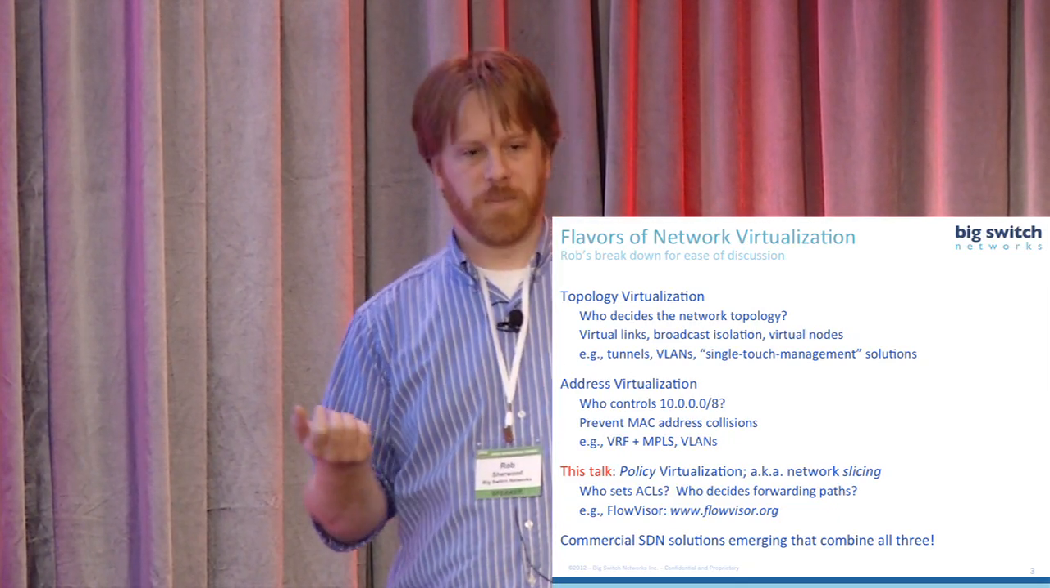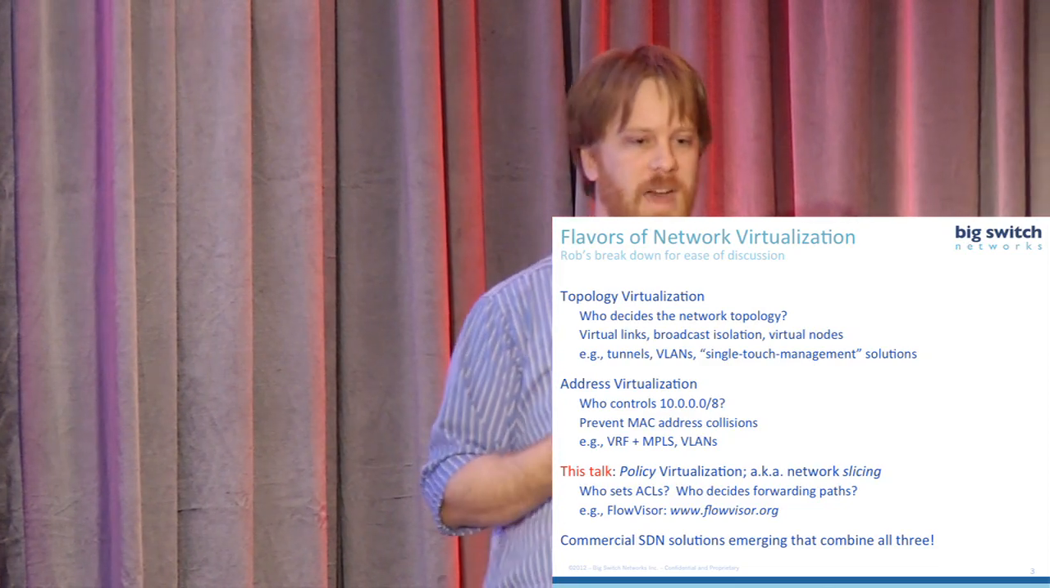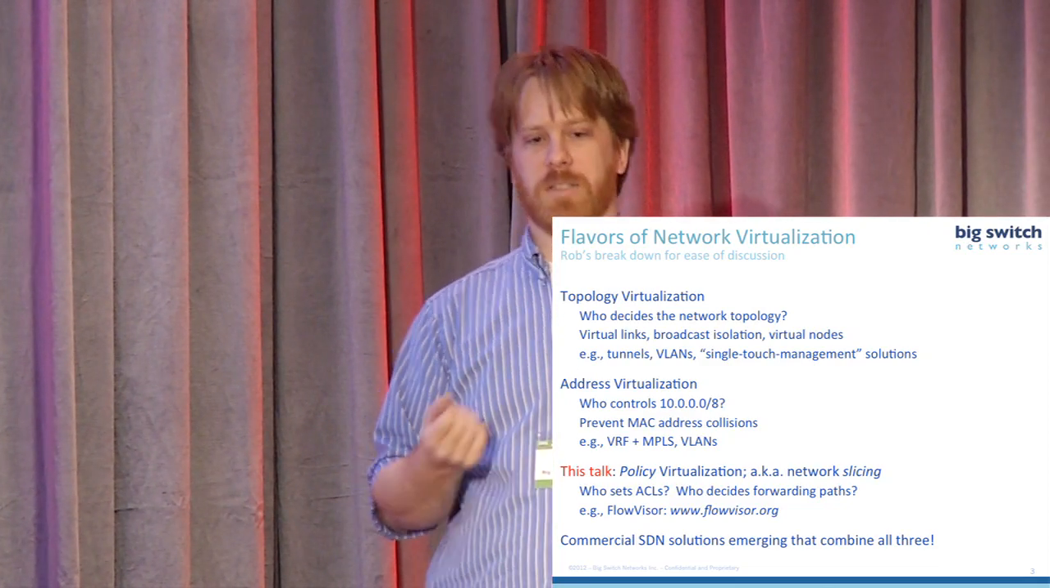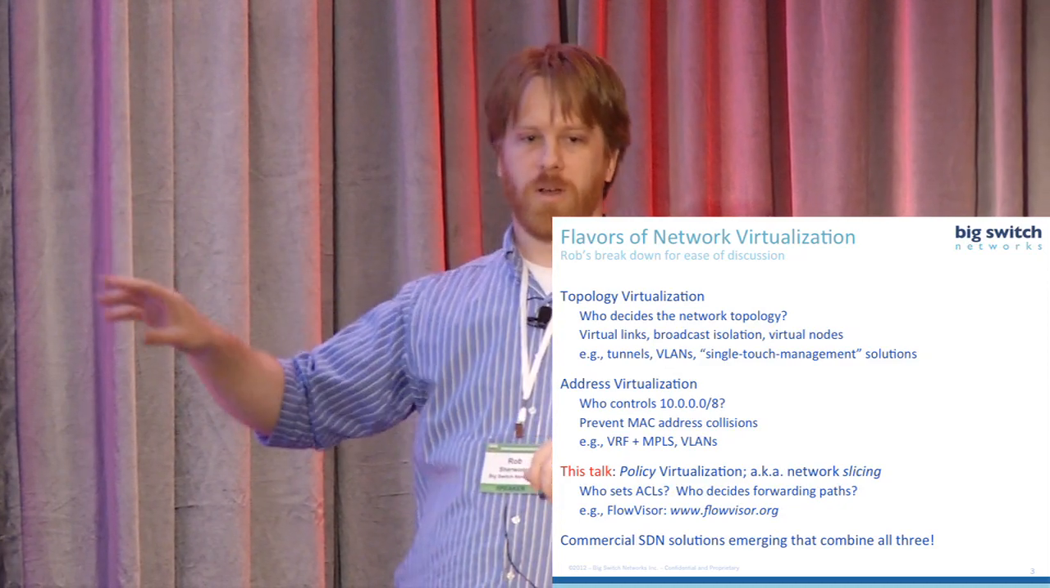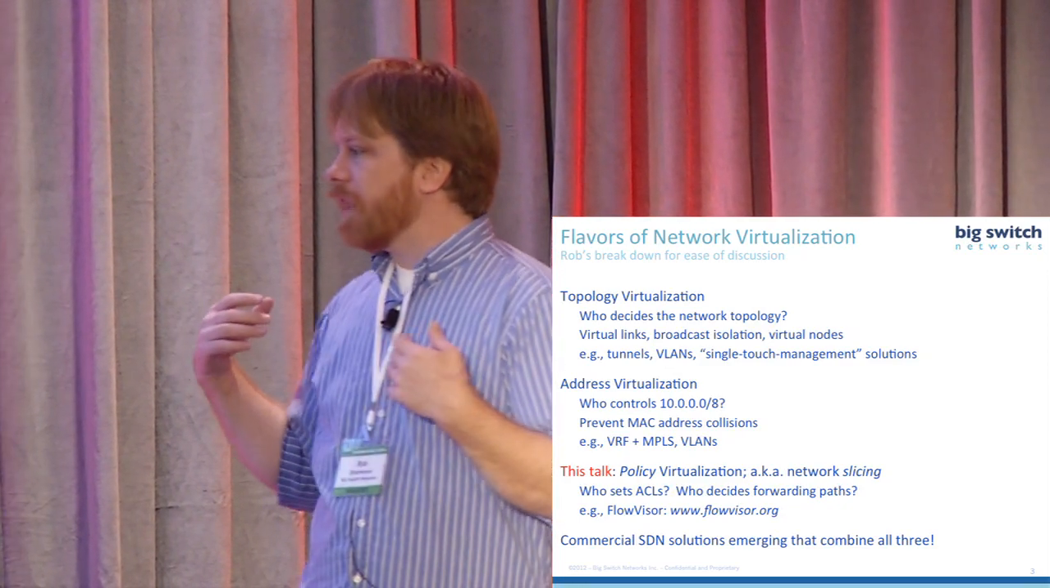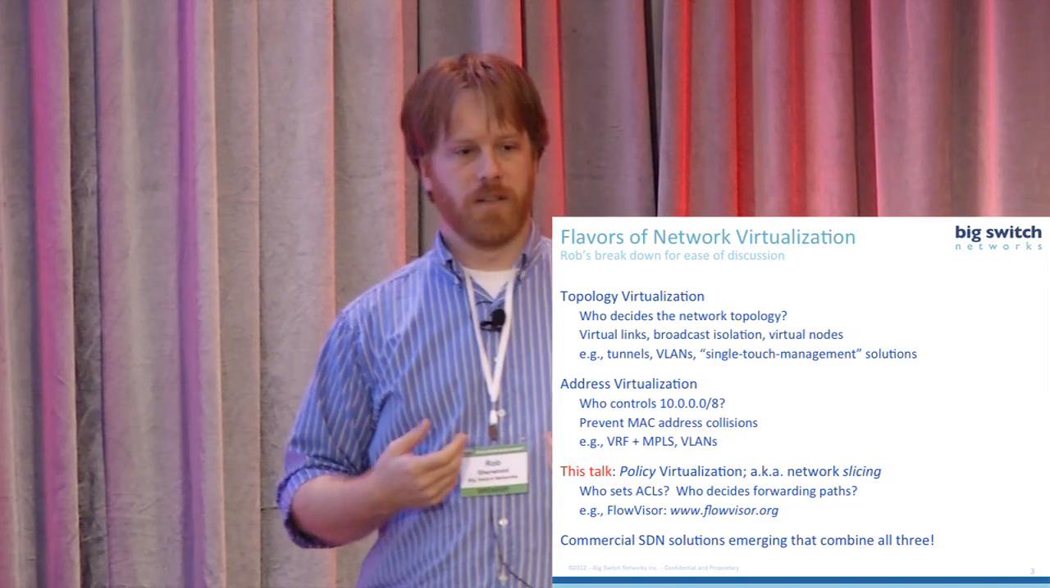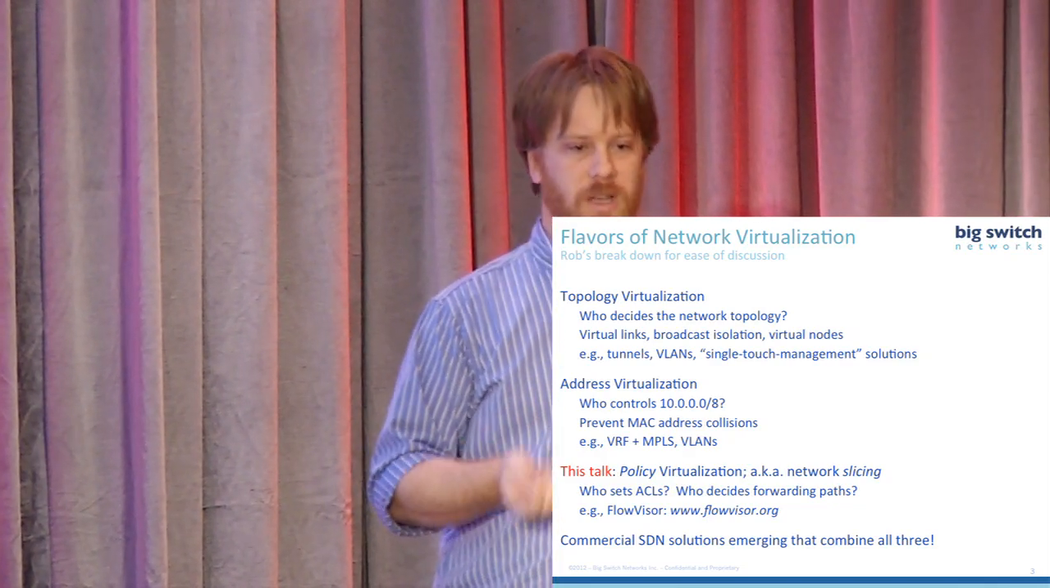If there are multiple paths between a source and a destination, who decides which path is taken? These are policy level decisions. These are totally decoupled from what the topology looks like or what the addresses involved are. So this is exactly what this FlowVisor tool that I'm going to talk about does.